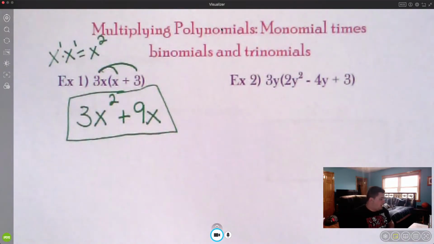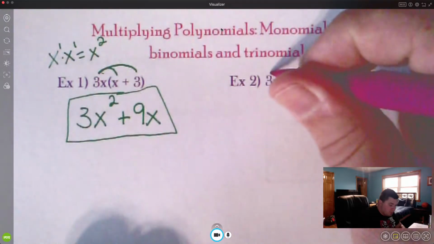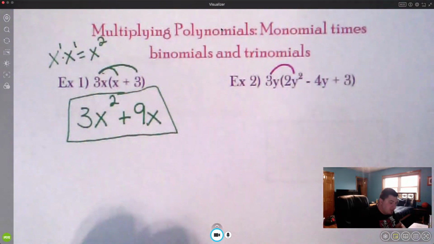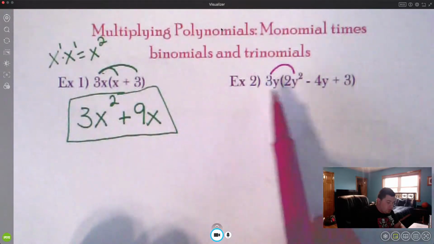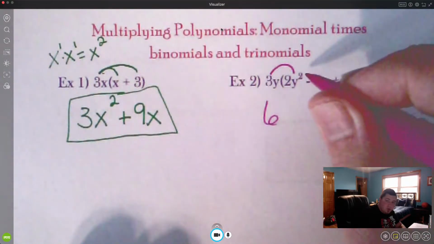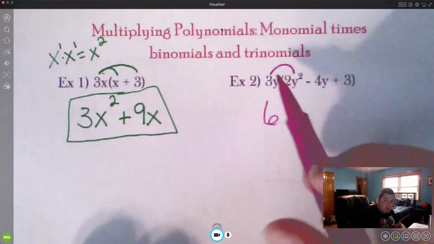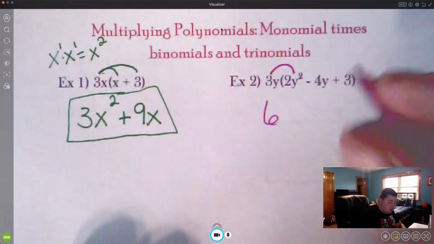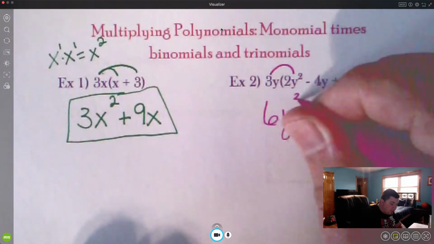All right. As we look at the next one, we're going to do the same thing, except instead of distributing it twice, we're going to distribute 3 times. We got 3 terms, so we're going to make sure we multiply it to every single term. So 3y times the 2y squared. So 3 times 2 is a 6. Y times y squared. That's 1 plus the 2, which becomes y to the third.